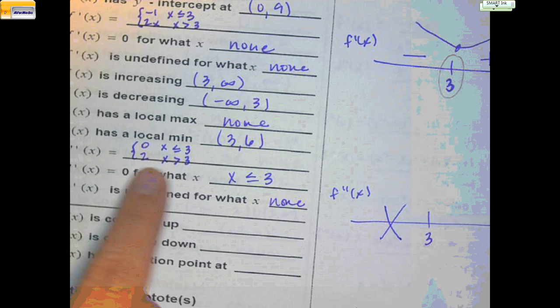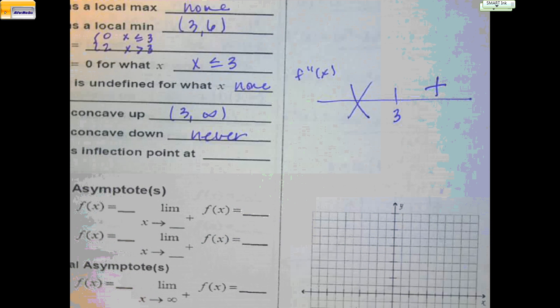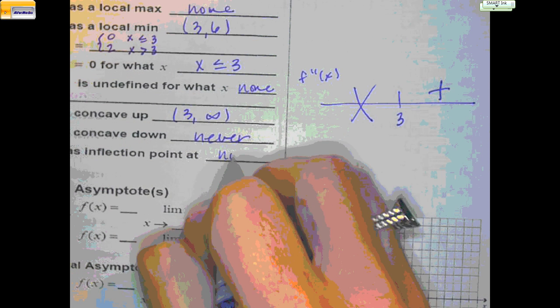Let's plug in 4. Plug it in the bottom. We get a positive 2. So we're concave up from 3 to infinity. And we are never concave down. How about an inflection point? None.